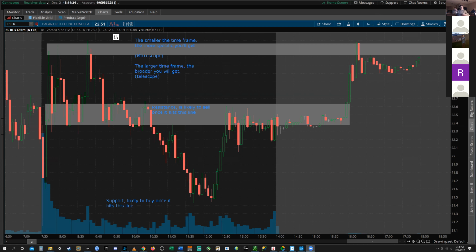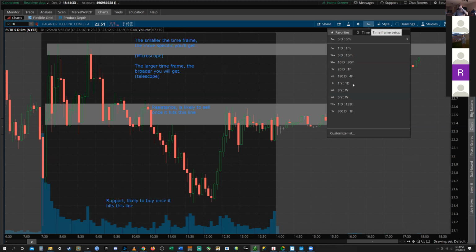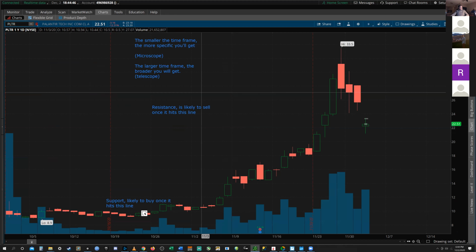Actually, let me give another example. Let's go out, because I was just showing you the microscope. So let's see as the trader, like an investor. I'm going to click the 1 year, 1 day. Each candle is considered 1 day's worth of data. Okay, and you can see my little drawings. Let me delete this text.